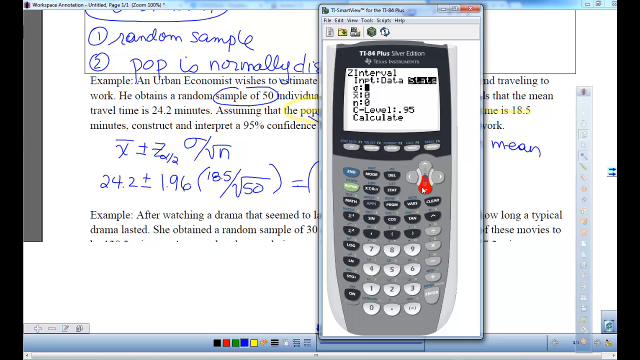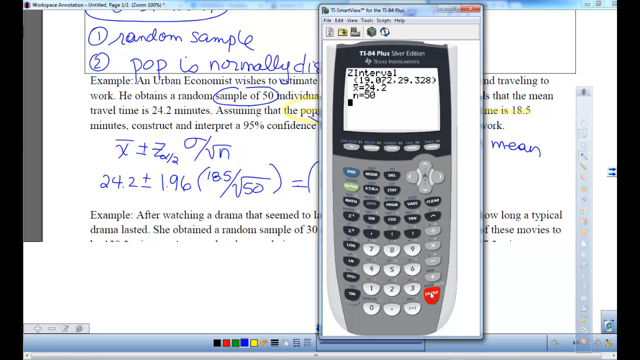My standard deviation was 18.5. My sample mean is 24.2. And my sample size is 50. And level of confidence is 95%. And so we got the 19.07 to 29.33.